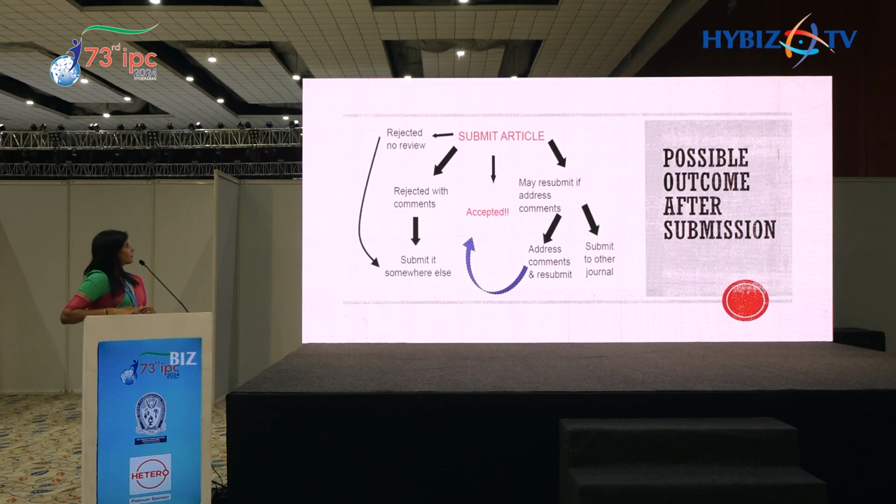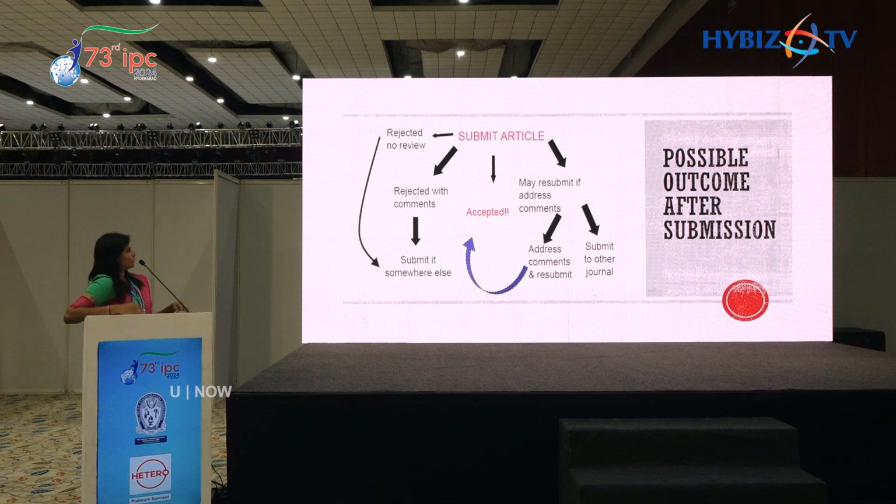Next. So these are the possible outcomes after submission. When you submit an article, straight rejection, no review. That's what we want to avoid. So how do you avoid that? Make sure you fit the journal's aim and scope. Make sure it's a good piece of work. Make sure you format it properly. Okay, let's say we don't do that. Rejected with comments. Well, we all have to face failure. So we just improve and submit elsewhere.